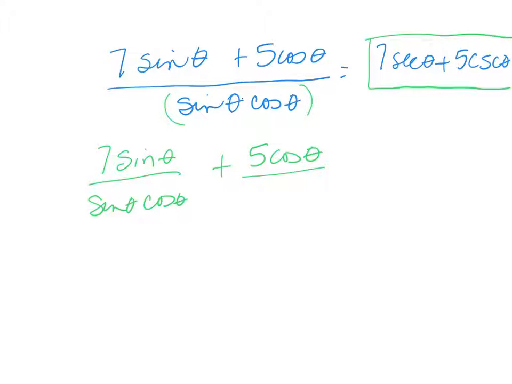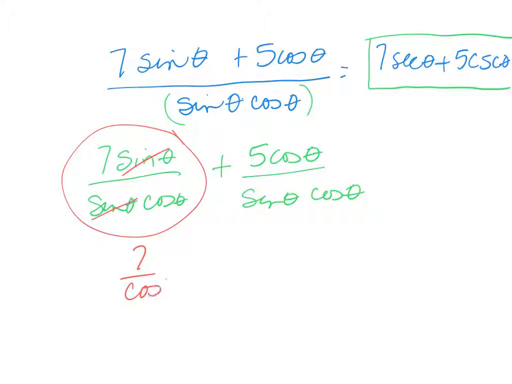So it's 5 cosine of theta over sine of theta cosine of theta. Because when you add fractions, you leave the common denominator alone and then you just add the top. So I'm just going kind of backwards, okay? Well, what happens in this first fraction? What can we do? Can anything be done with that first fraction? Do you see any opportunities? Cancel the sine. The sines can cancel. And we have 7 over cosine of theta.